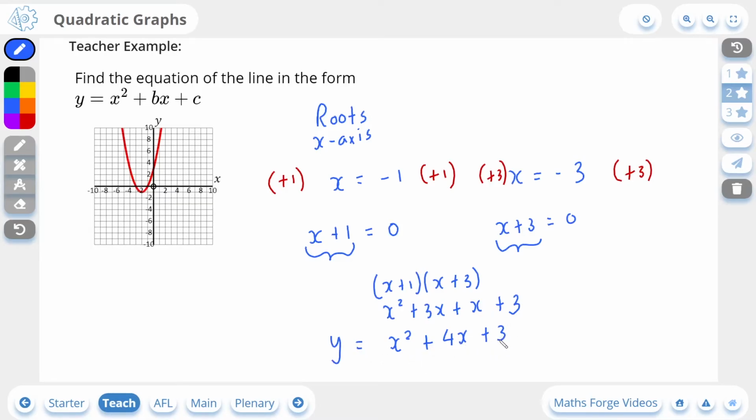And you can actually check to see if you've done it correctly by checking your y-intercept. Here our y-intercept is plus 3. And if we check our graph, it is plus 3. So if we check our answer, there it is. The equation of this line is y is equal to x squared plus 4x plus 3.